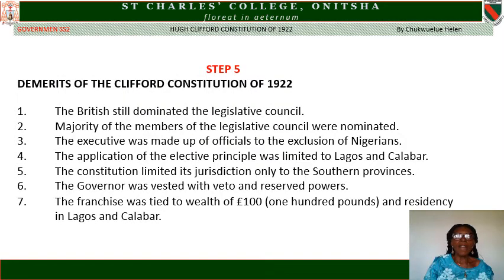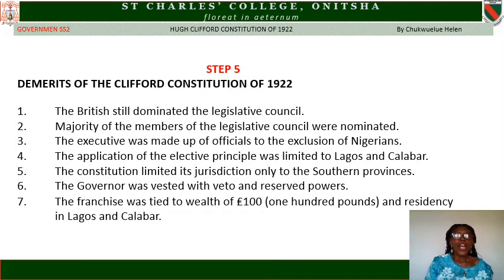The demerits of the Clifford Constitution of 1922 are as follows. 1. The British still dominated the Legislative Council. Number 2. The majority of the members of the Legislative Council were nominated. And this is the greatest flaw of the Constitution, where the majority of the members were nominated. Number 3. The executive was made up of white officials to the exclusion of Nigerians. Number 4. The application of the elective principle was limited only to Lagos and Calabar.